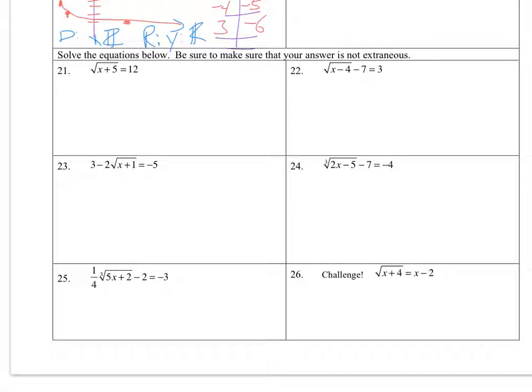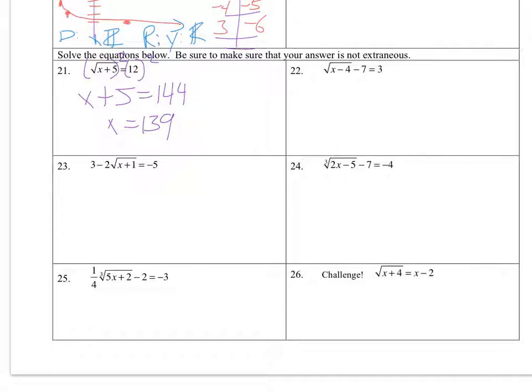Okay, solving some equations. We're going to continue with these guys. Looking at number 21, I've got the square root of x plus 5 is equal to 12. First thing I want to do is to get rid of that square root. And in that, I'm going to take the square of both sides. I get x plus 5 is equal to 144. Solving that, I get x is equal to 139.